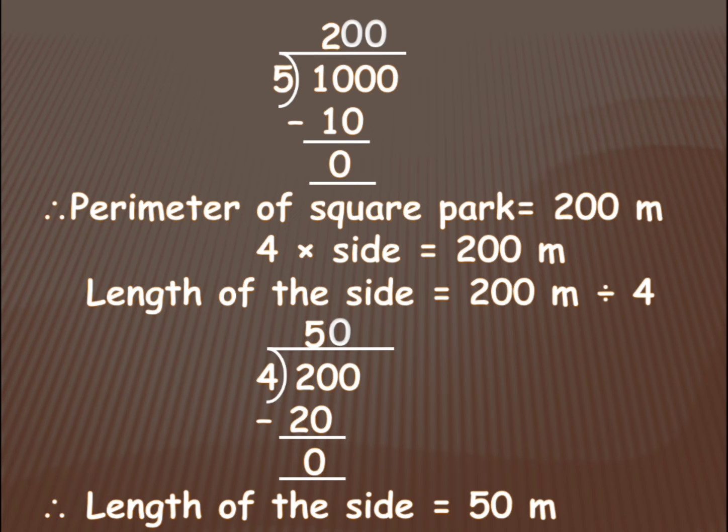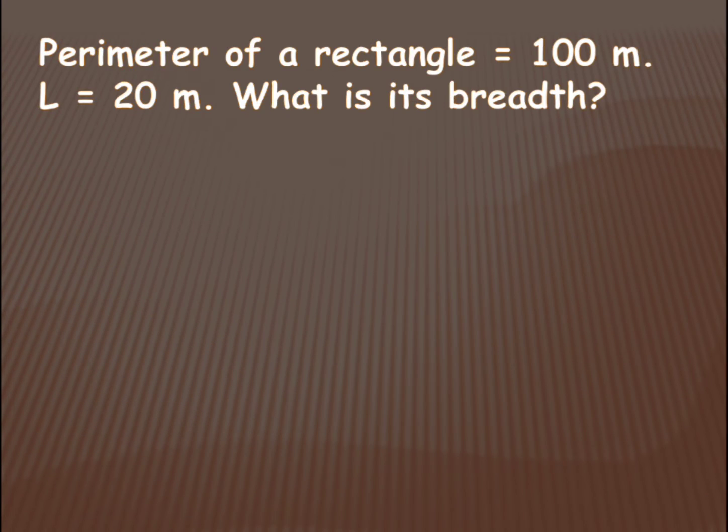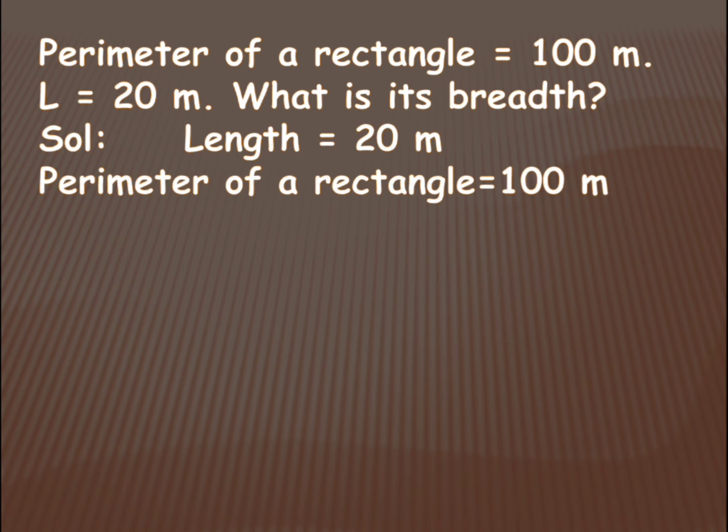Okay, so this is a story problem related to perimeter. Now let's see the perimeter of a rectangle. So here children, what happened? The perimeter of a rectangle is given, and the length is given. They are asking us to find the breadth. Generally, they give the length and breadth and we have to find the perimeter. Now here perimeter is given, length is given, you have to find the breadth. So length is equal to 20 meters and perimeter of the rectangle is equal to 100 meters.